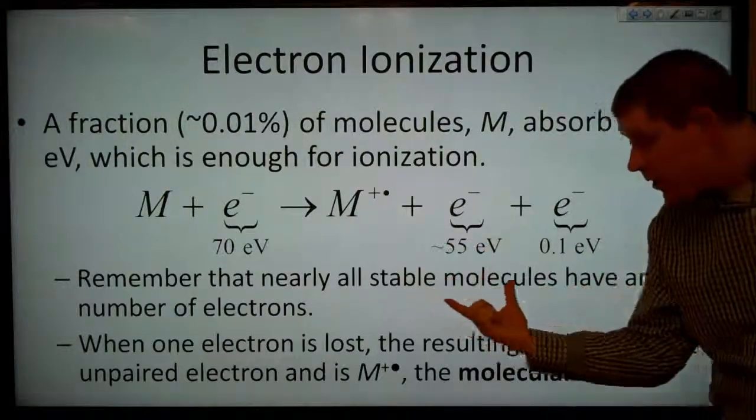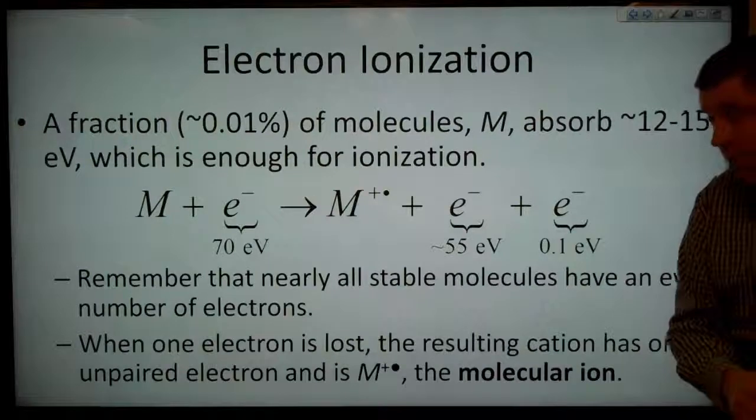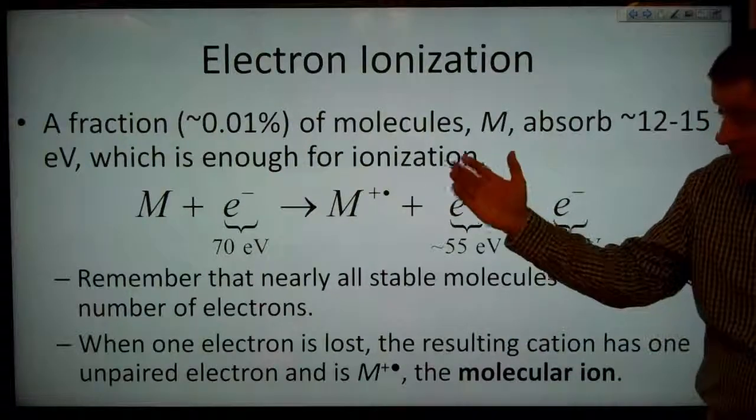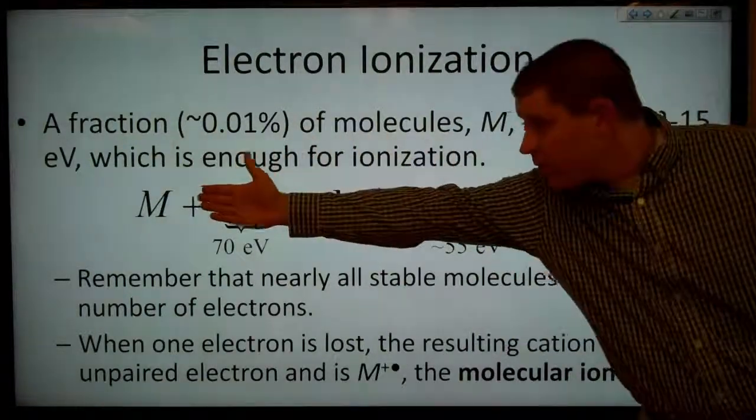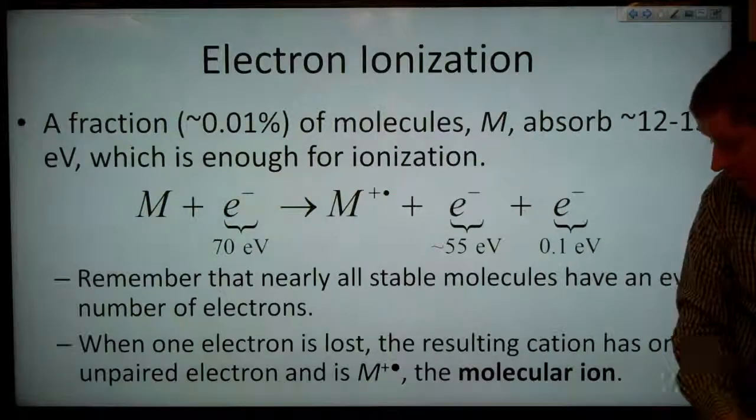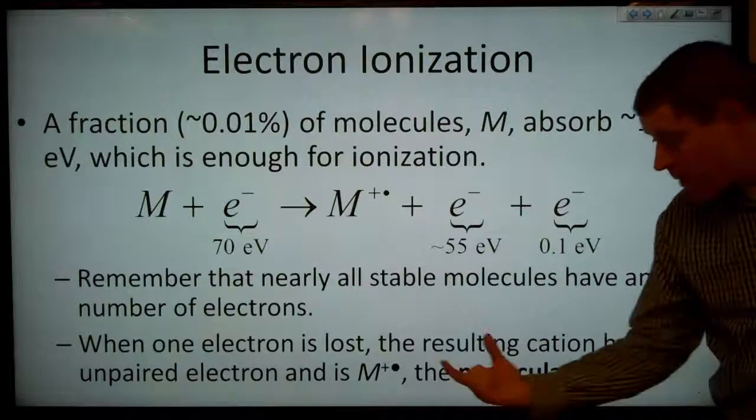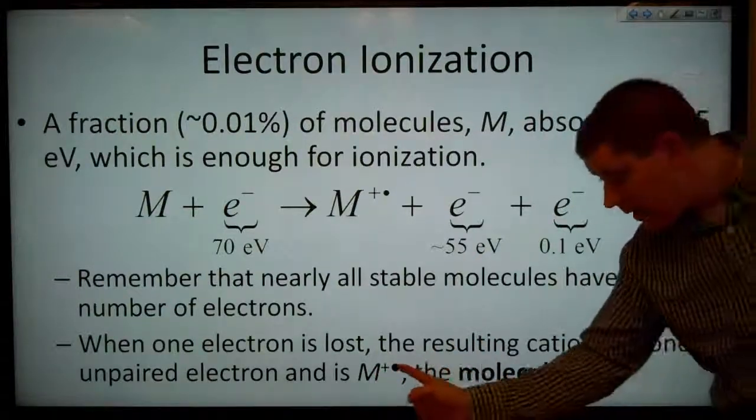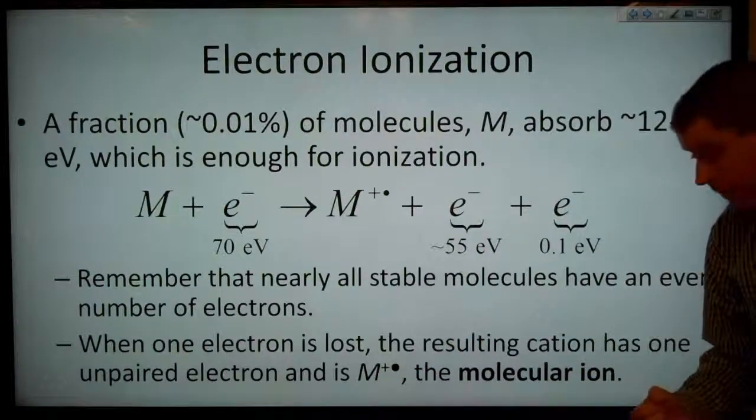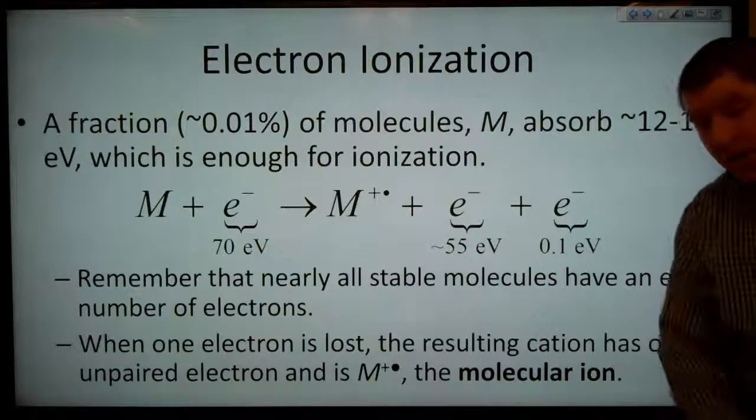Remember that nearly all stable molecules have an even number of electrons, and that means that one electron is lost from our neutral molecule to form our ion. That resulting cation has one unpaired electron, and we denote that with a dot to indicate that it's a radical, and this is the molecular ion.